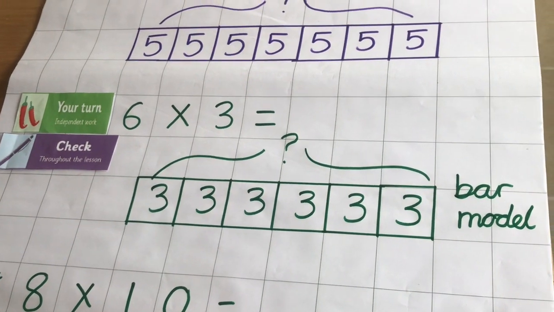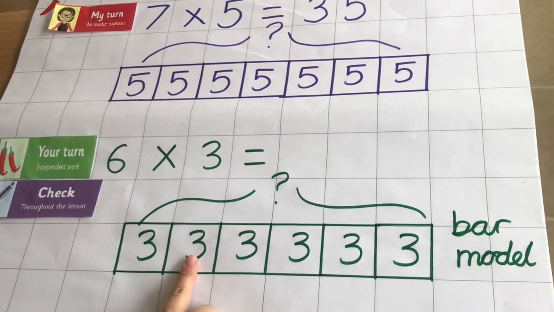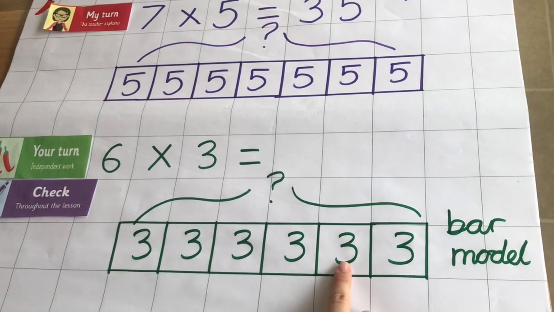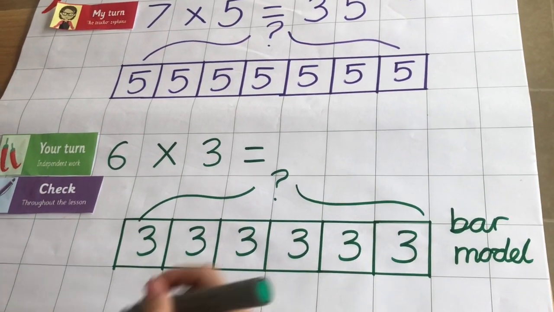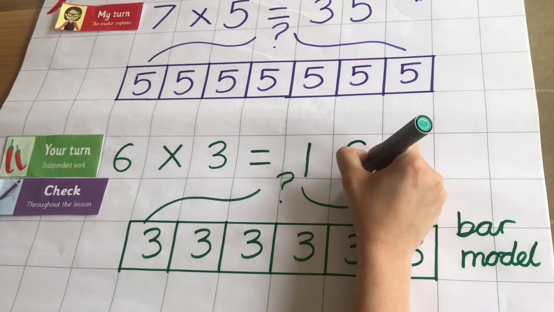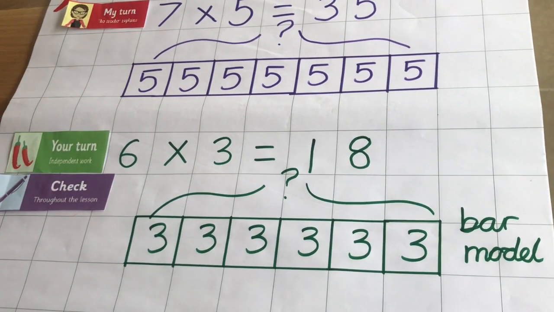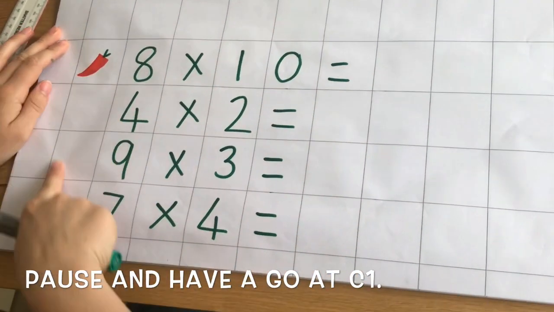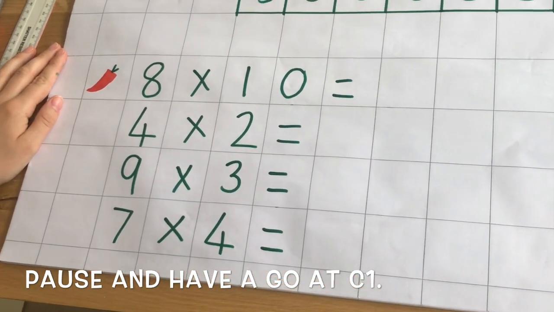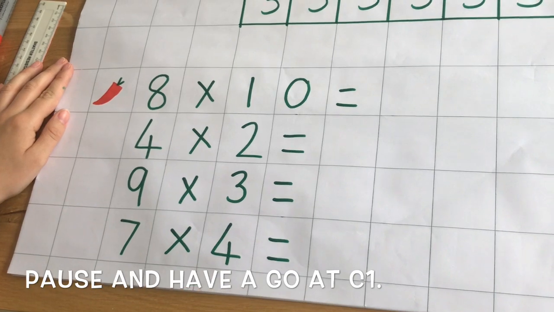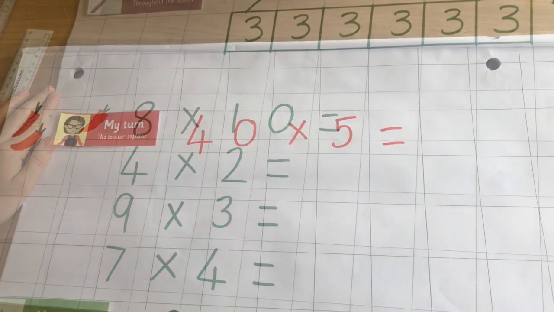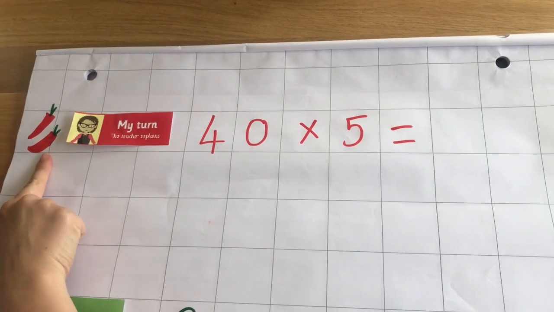I'd like you to count with me. 3, 6, 9, 12, 15, 18. So my answer is 18. Well done if you got it right. Here are some Chilli 1 questions for you to have a go at on your own. Don't forget to use the bar model if you need to. Off you go.